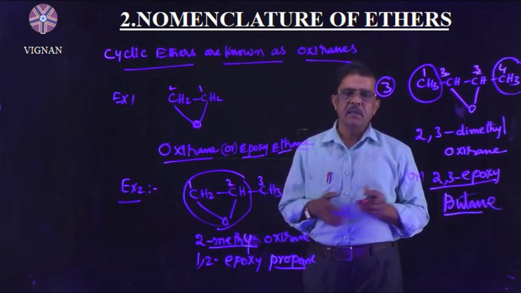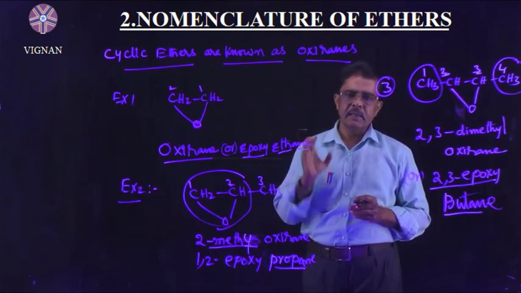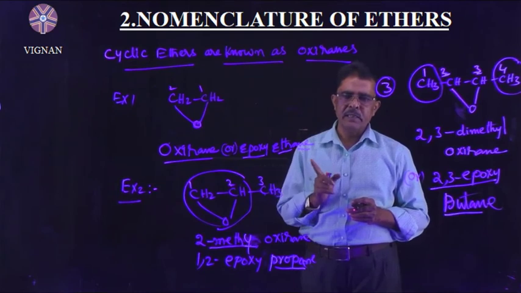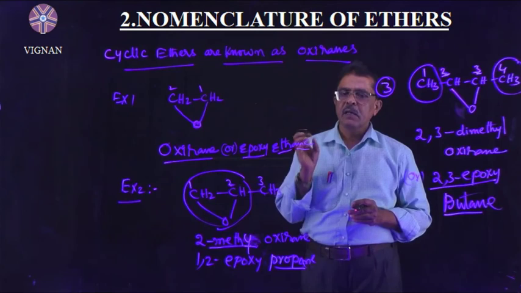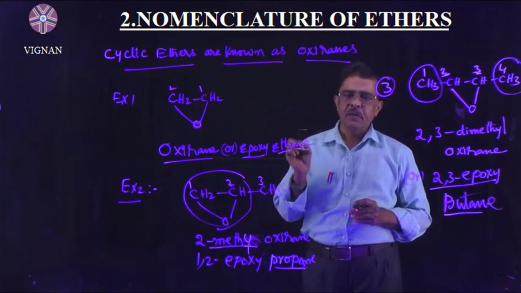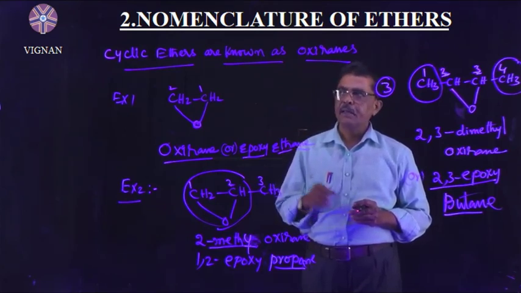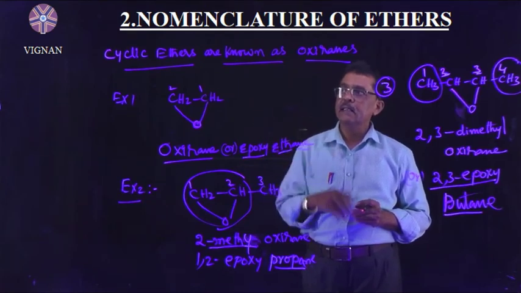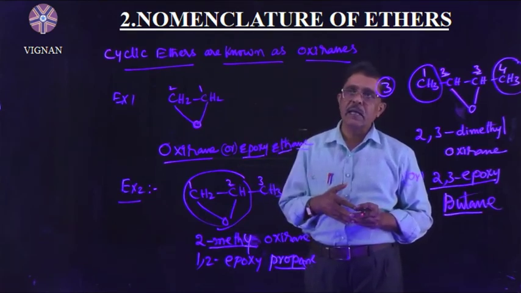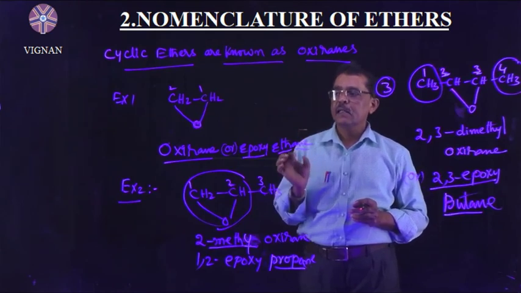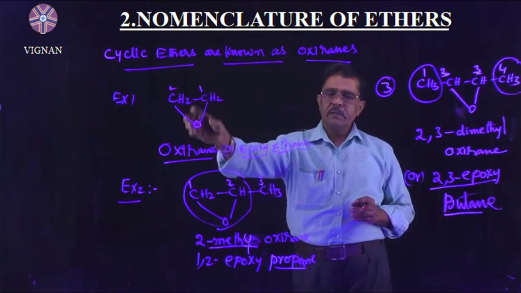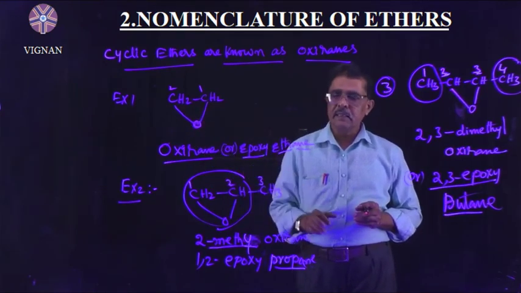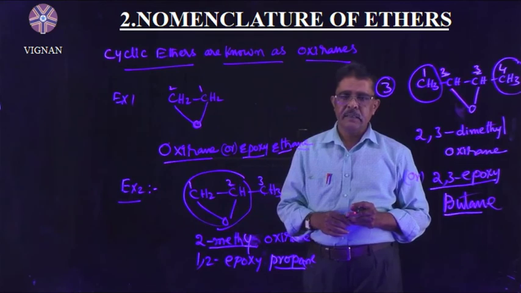This is the nomenclature of ethers. The first one is the common nomenclature, the common names of the ethers. The second one is the IUPAC names, which are alkoxyalkanes. And the third one is cyclic ethers. Cyclic ethers are also known as oxidanes. If two carbon atoms are linked with one oxygen atom, then we say it is oxidane. Right, understand?